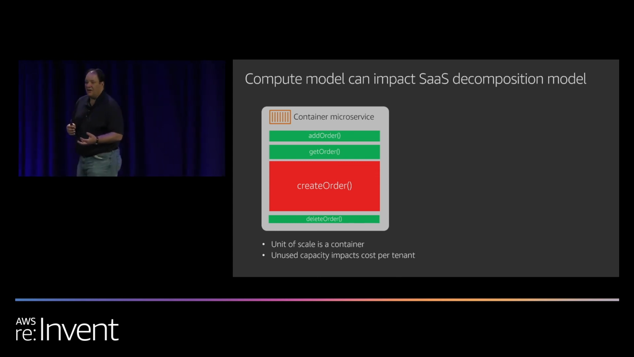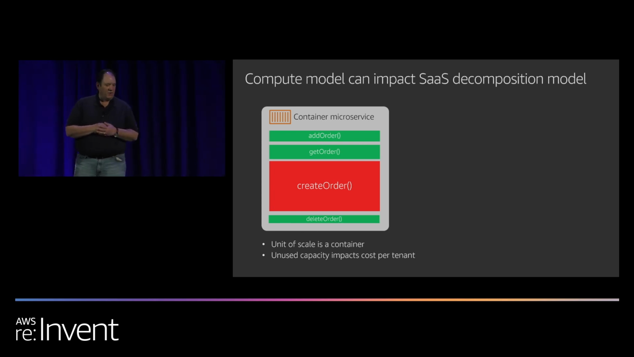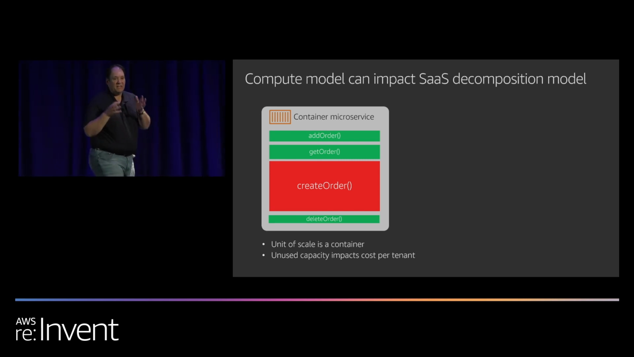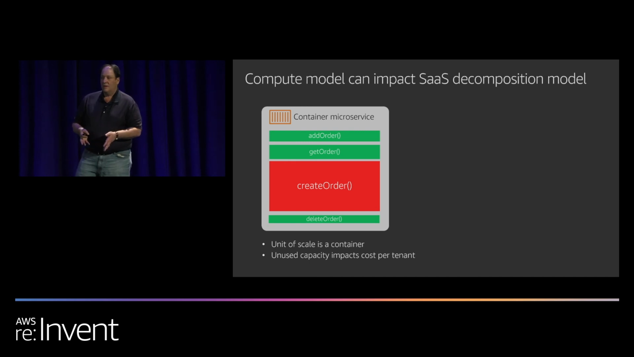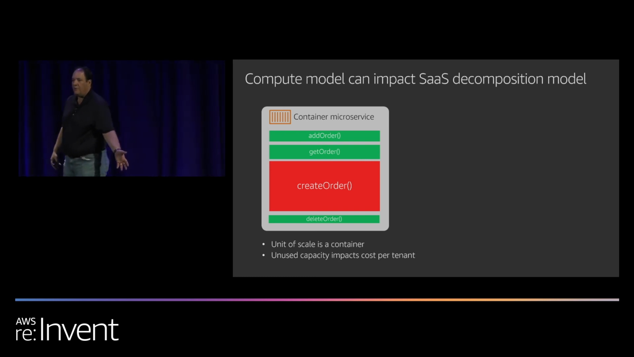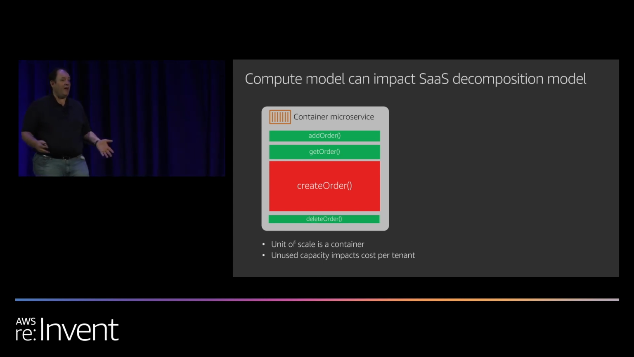Here I've got a container, I've got some order service, and it's got a series of functions that it supports. Add order, get order, create order, and delete order. And what I see here is that the create order part of the system is always getting hammered. But my unit of scale here, if I want to address this, is I have to actually add just more containers. The only way to solve this create order bottleneck is to just scale the number of instances here, which is a perfectly valid thing to do.